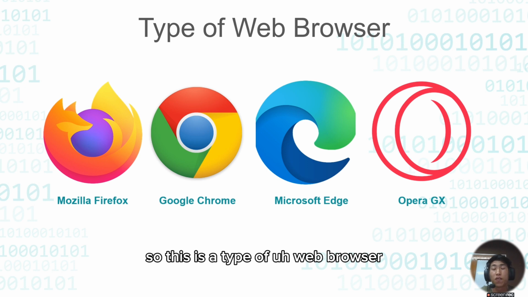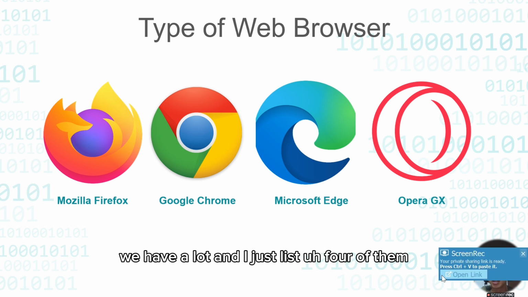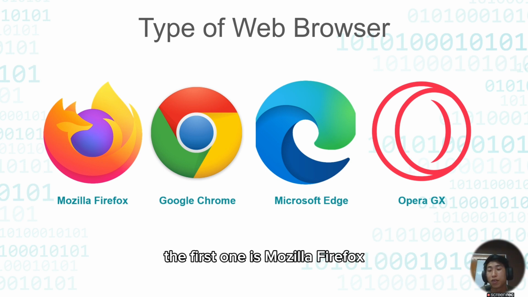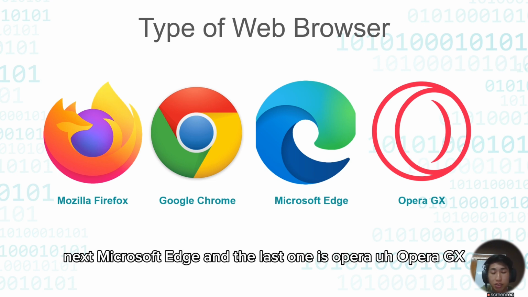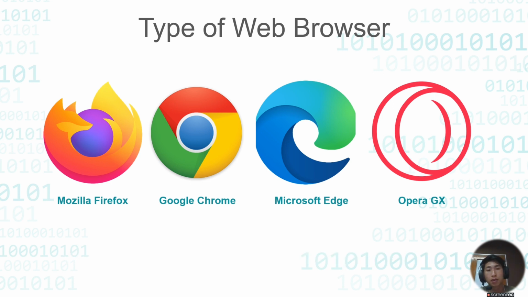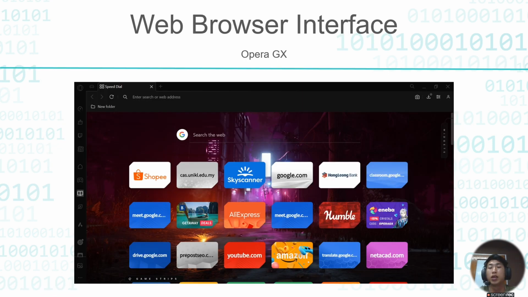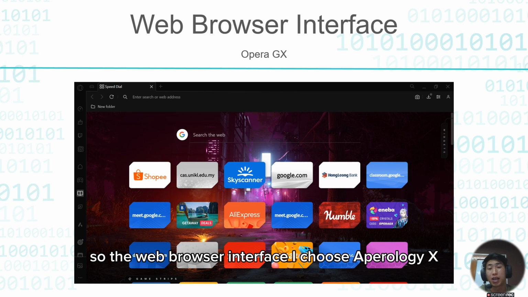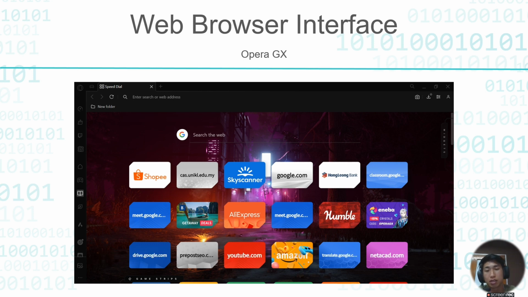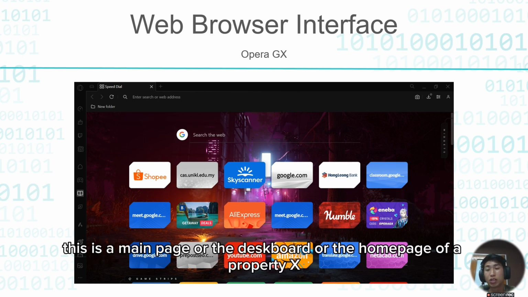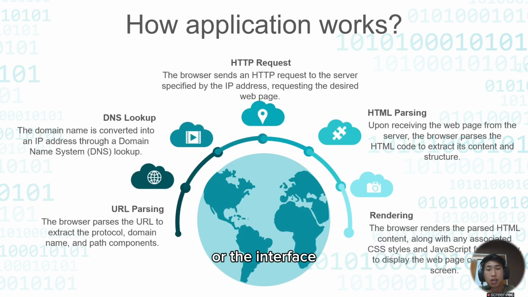So these are types of web browsers. We have a lot, and I just list four of them. The first one is Mozilla Firefox. Next is Google Chrome. Next, Microsoft Edge, and the last one is Opera GX. Okay. For the web browser interface, I choose Opera GX. So this is the main page, or the dashboard, or the home page of Opera GX, or the interface.